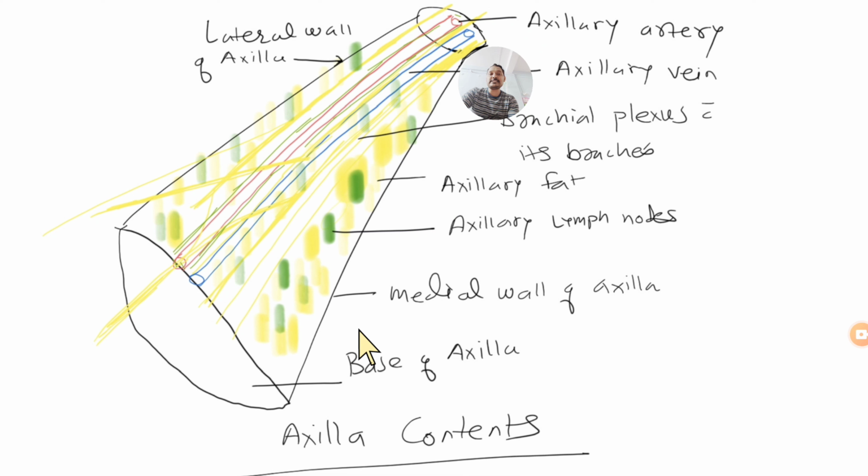Now this is what we have in the axilla, and again you can draw this kind of diagram in the examinations. Okay, see, this is the medial wall, this is the lateral wall, this is our floor or the base of the axilla, and this is the apex. You can see the axillary artery, and medial to that you will see the axillary vein.